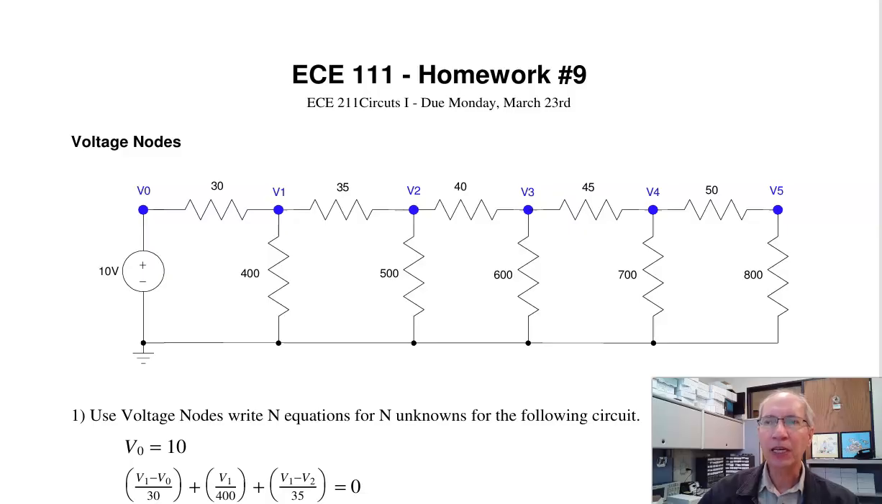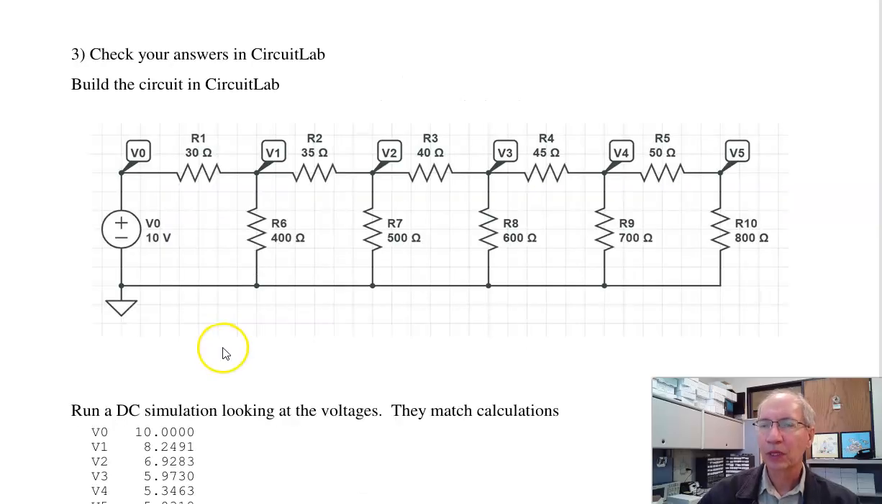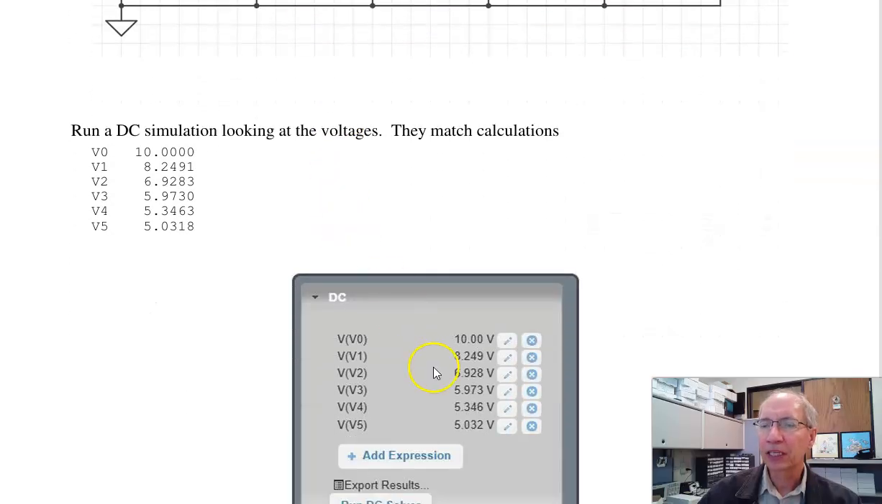Now, one way to do that is to use Circuit Lab. So actually, I would do this homework set backwards. I do Circuit Lab first. You build the circuit in Circuit Lab, do drag and drop, set all the components, and then do DC analysis. Ask what are the voltages at V0 through V5. When you do that, it'll kick out an answer.